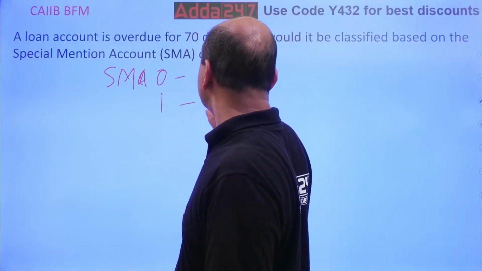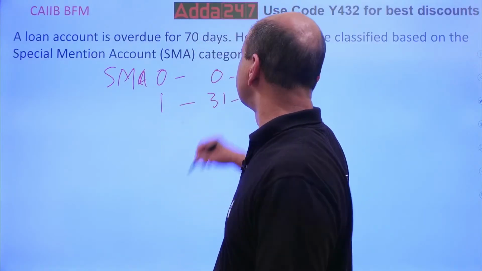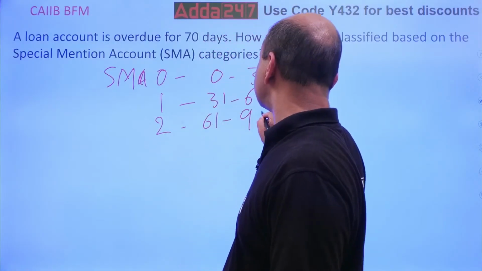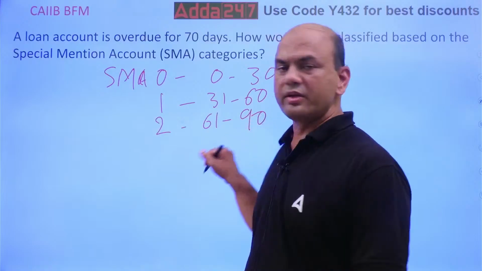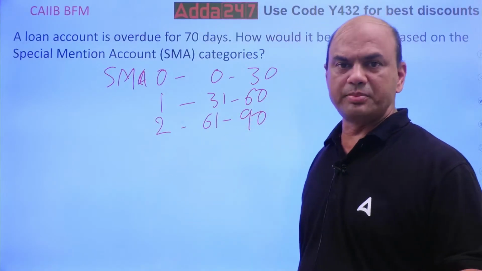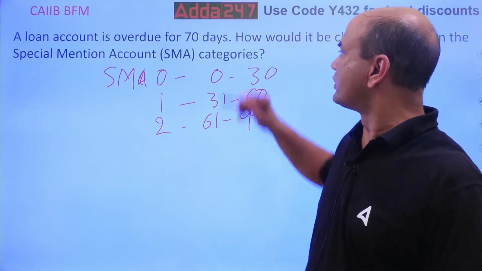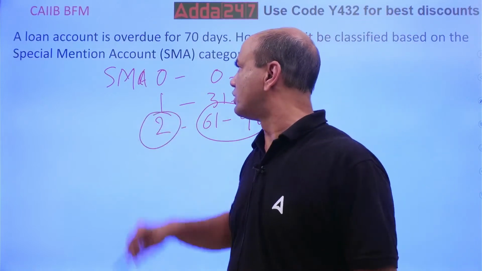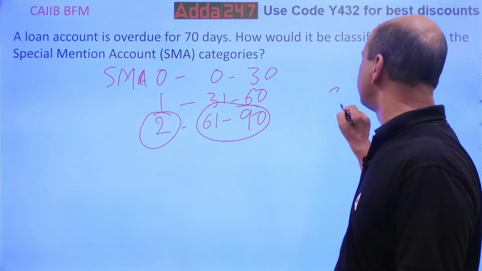SMA 1 is 31 to 60 days. SMA 2 is 61 to 90 days. And above 90 days, it is substandard NPA then. So here it is overdue for 70 days, so it falls in this category. So it is SMA 2.